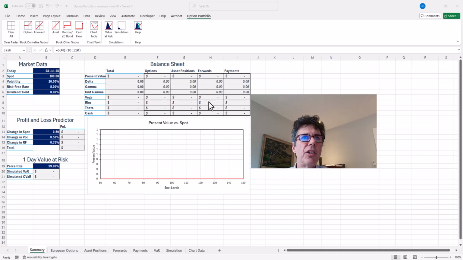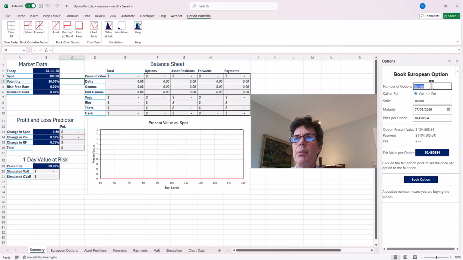So this spreadsheet, and I'll do some other demos of the spreadsheet to give you more information about how it works, allows us to put together portfolios including options and look at their risks and also hedge their risks. So I'm going to put an option position in. Let's go short 10,000 call options. We'll go short at the fair value.